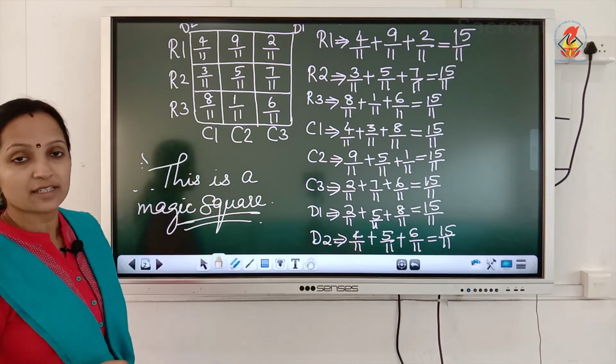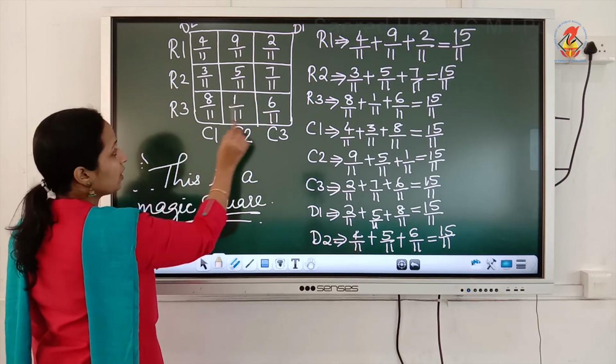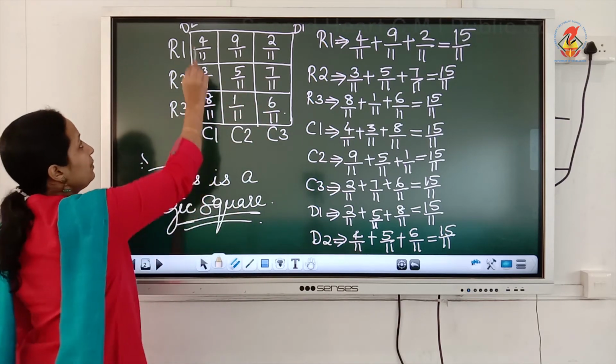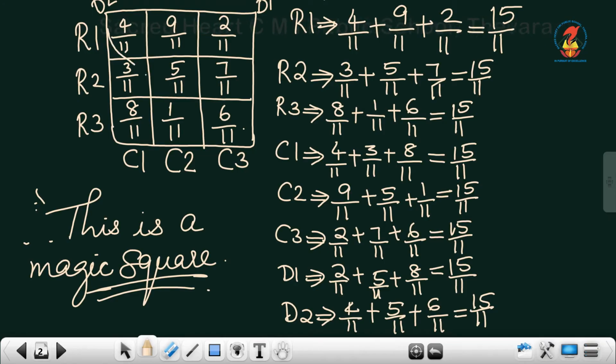I think this answer is clear. R1 means first row, R2 means second row, R3 means third row, C1 means the first column, second column, third column, and diagonal. Diagonal is this.